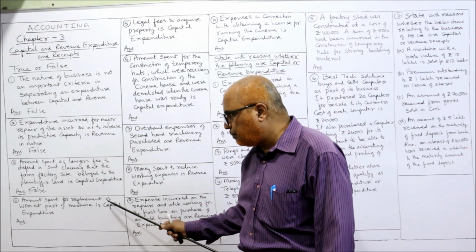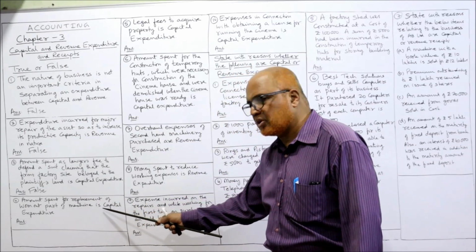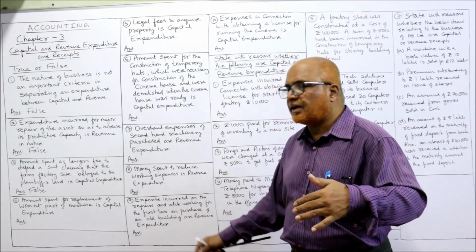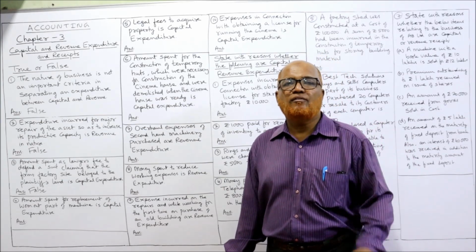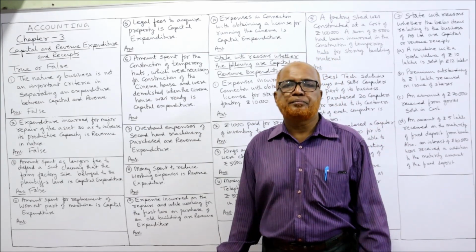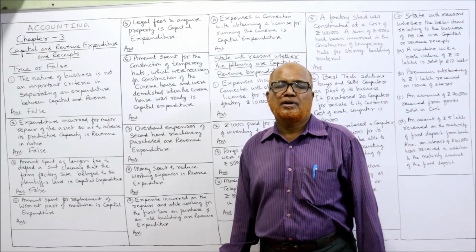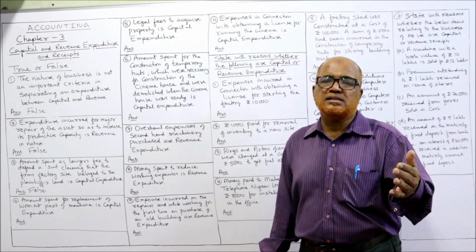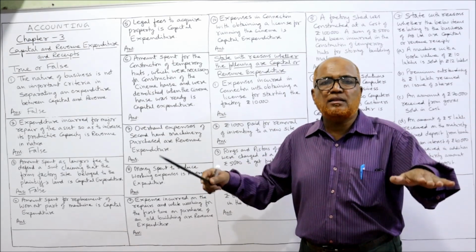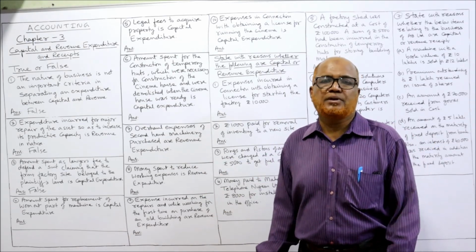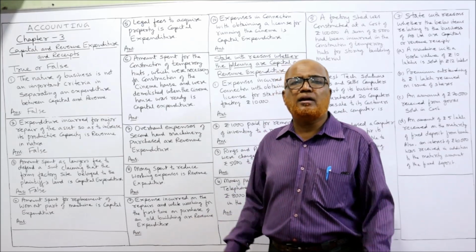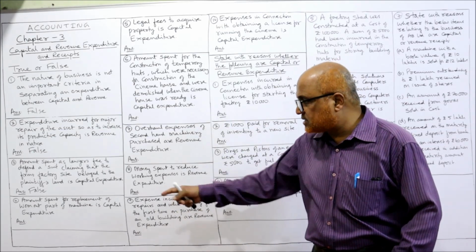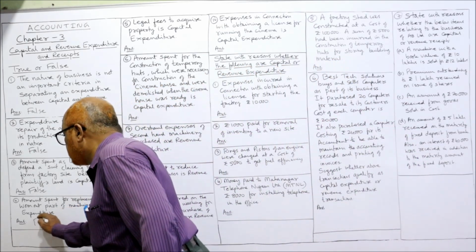Next comes: amount spent for replacement of worn out part of the machine is a capital expenditure. Wrong. Any overhaul, any expenditure incurred to replace the worn out part of the machine is a maintenance cost. It is the normal repairing cost. So any worn out part is replaced just to maintain the machine, maintain the efficiency of the machine. It will not increase the efficiency of the machine. It will be maintained. So it is only a maintenance cost, which is a revenue expenditure. Here it is saying capital expenditure. So again it is false.